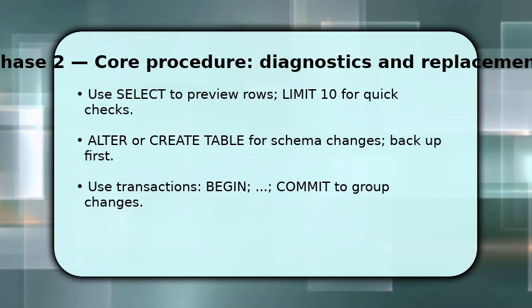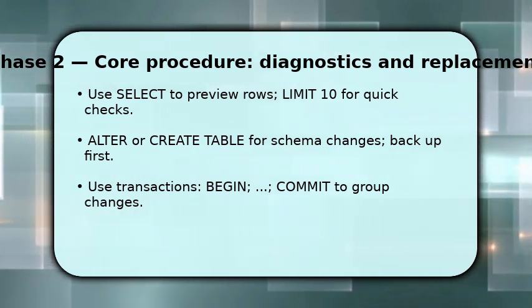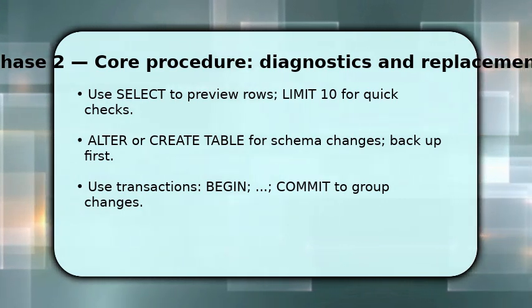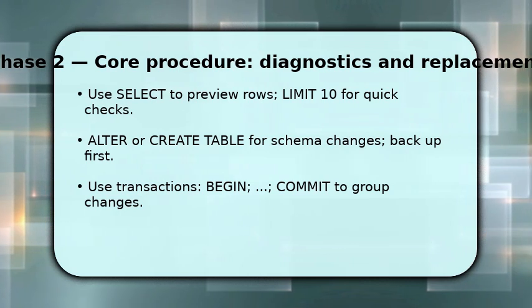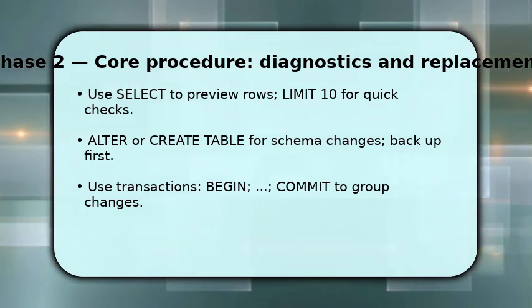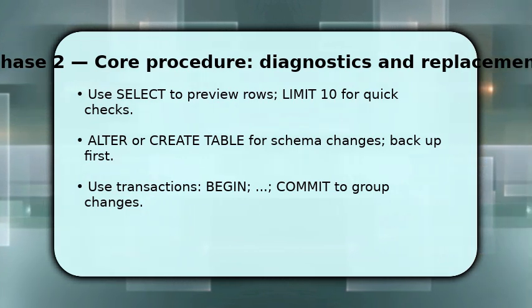This prevents accidental loss. Use transactions to wrap multiple statements: BEGIN, make changes, COMMIT. This ensures atomicity and lets you roll back if something goes wrong. Also, analyze performance by creating indexes on frequently filtered columns, because that reduces query time significantly.